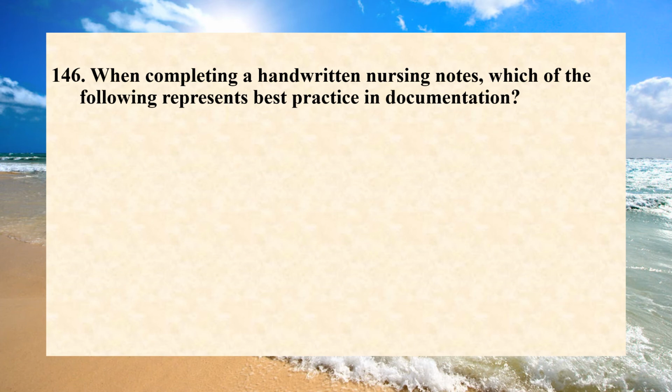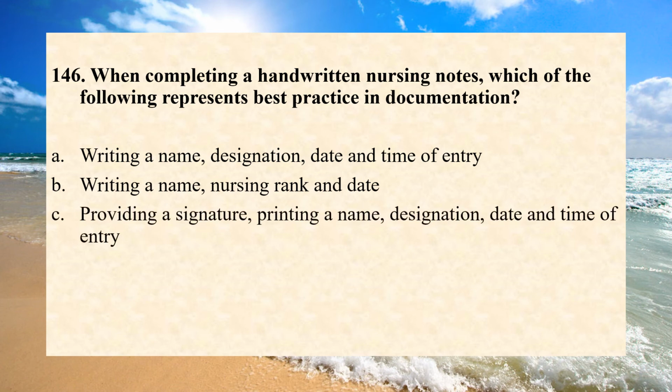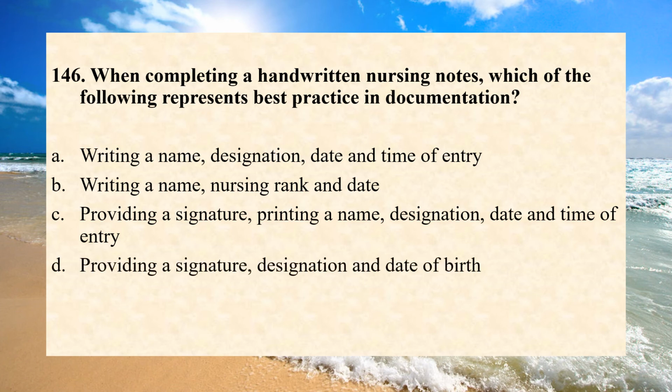When completing a handwritten nursing note, which of the following represents best practice in documentation? Option A, writing a name, designation, date and time of entry. Option B, writing a name, nursing rank and rate. Option C, providing a signature, printing a name, designation, date and time of entry. Option D, providing a signature, designation and date of birth. The answer is C, providing a signature, printing a name, designation, date and time of entry.